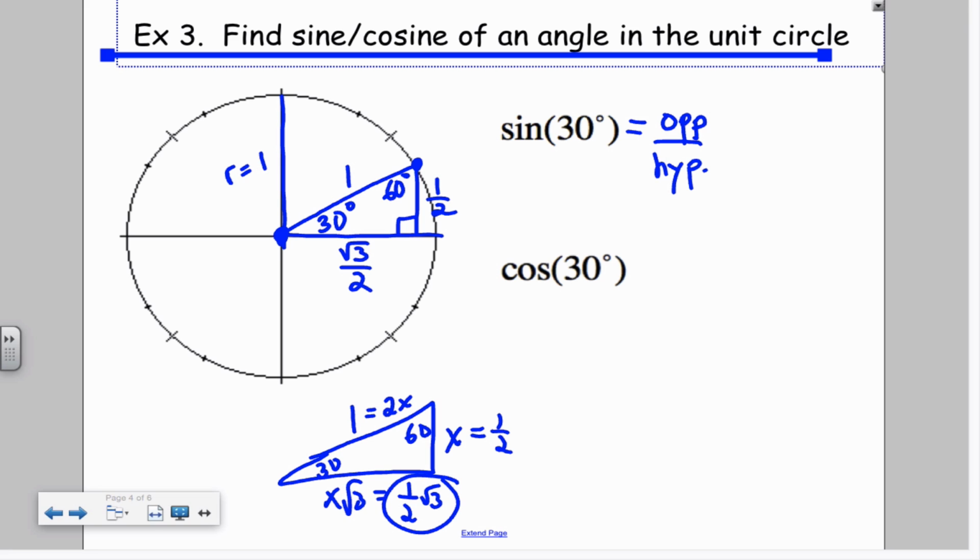So now I can find the sine of 30. The opposite side is 1/2. So if I'm standing on 30, the opposite side is 1/2. The hypotenuse is 1, and 1/2 divided by 1 is just 1/2.